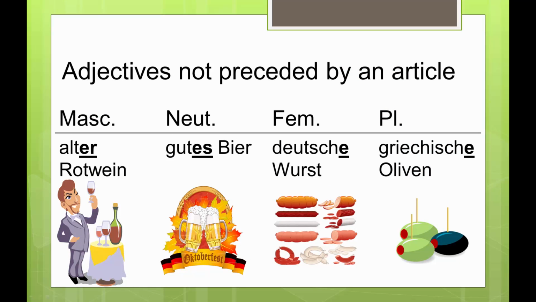Here's some examples of adjectives not preceded by an article. So if there's no der, die, das, no ein or eine, for the masculine, the ER would simply carry over. You would have alter Rotwein, old red wine. For the das Bier, you would have gutes Bier. For die Wurst, you would have deutsche Wurst, simply the E ending. And for the plural, griechische Oliven, die Oliven, die not being there, simply the E at the end.